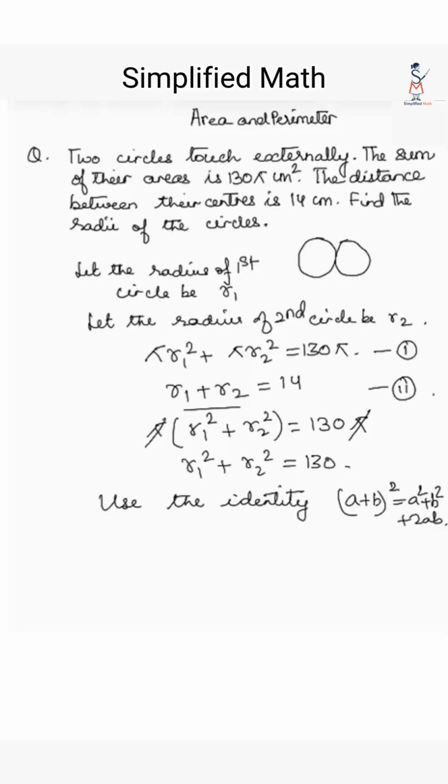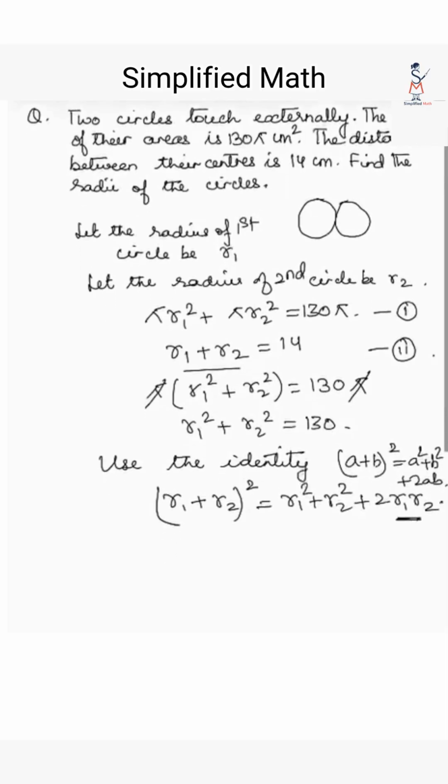So R1 plus R2 we know. So we will find R1 minus R2. To find R1 minus R2, I should know R1 into R2. That is, R1 plus R2 whole square is R1 square plus R2 square plus 2R1 R2. Fine. With this, I will be able to find R1 R2, and that I will use to find R1 minus R2, which we will come to know as we proceed.